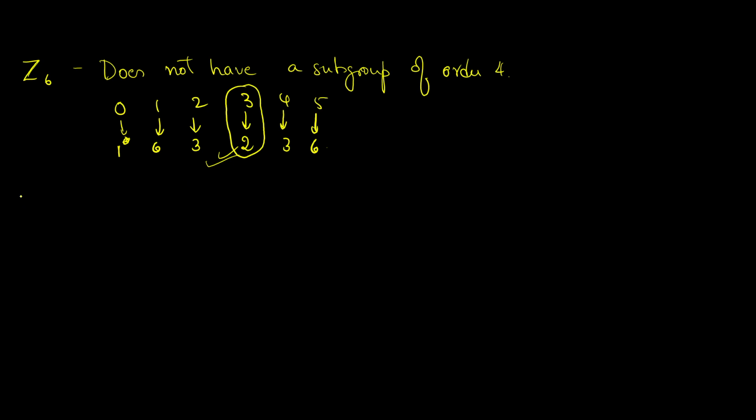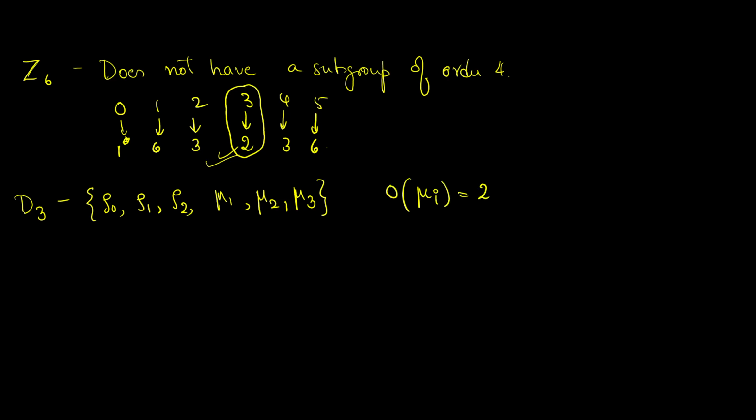Now similarly, take D3. So here Z6 satisfies commutativity. It does not satisfy the existence of elements of order 2, right? Consider D3. What are its elements? Its elements are rotation by 0 degree, rotation by 120 degree, rotation by 240 degree, and then we'll have various reflections, right? Mu1, mu2, mu3. Now here, mu1, mu2, mu3, all of them have order 2, right? Order of mu i is equal to 2 for i equal to 1, 2, 3.